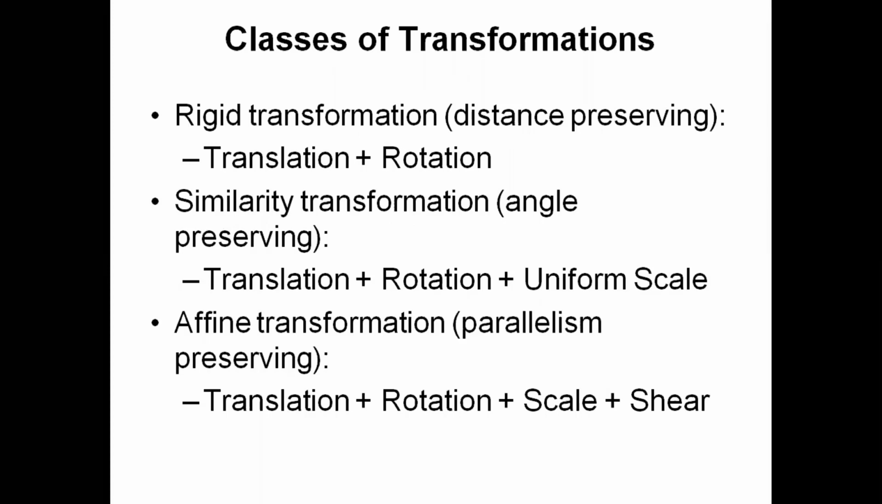Now, similarity transformation is where the angle is preserved, where the angle does not change. In rigid transformation, the distance is preserved; in this, the angle is preserved. So in translation, rotation and uniform scaling, your angle is preserved, the angle does not change, the angle stays the same. So that is the case.